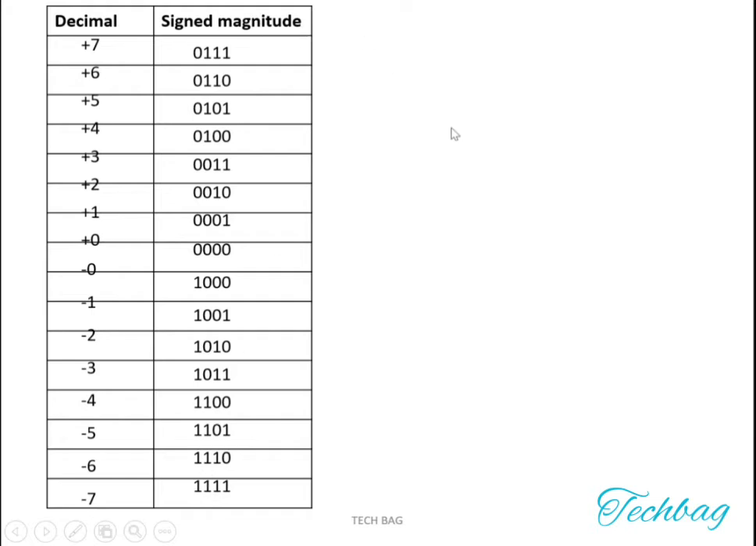In sign magnitude representation, the most significant bit represents the sign of that number and the remaining bits represent the magnitude of that number. So if you are taking plus 7, here it is a positive number. So the most significant bit is 0 and the magnitude 7 is represented by the other 3 bits, that is 1, 1, 1. Same, if you are taking minus 7, it is a negative number. So the most significant bit is 1. The remaining 3 bits represent the magnitude, that is 7, 1, 1, 1.